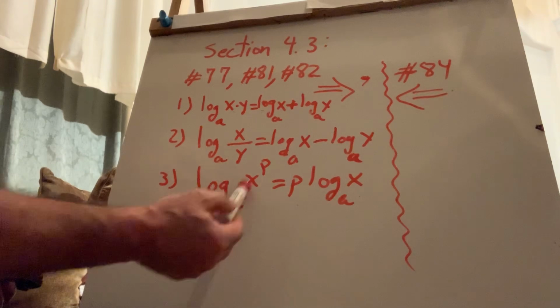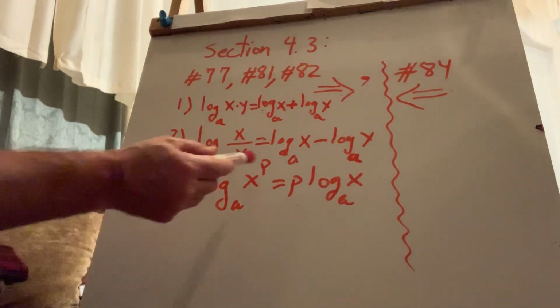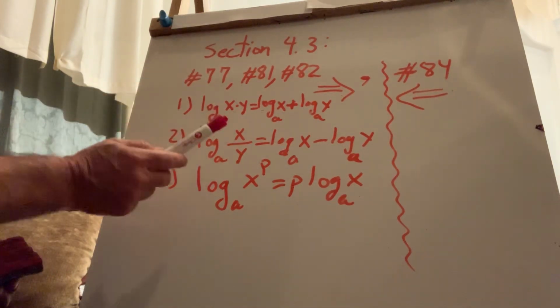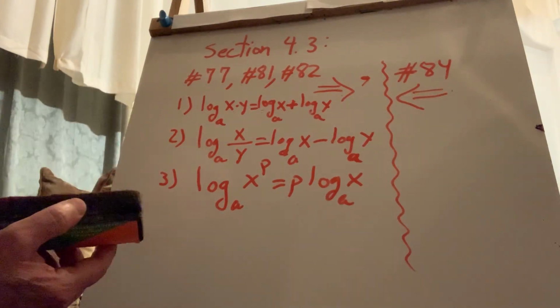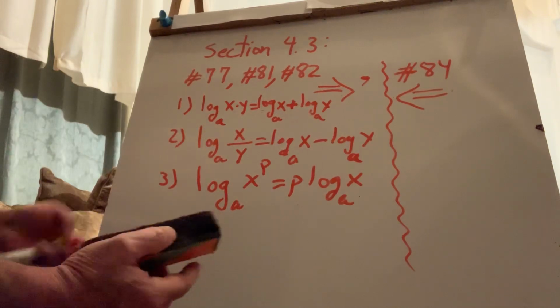And then, of course, log of x to the power times the log. And that's how you can eliminate the power. Okay, so these are known as the product property, quotient property, and the power property of logarithms. I'm going to erase them right now, and we work on 77 to show you how we can use some of these properties.